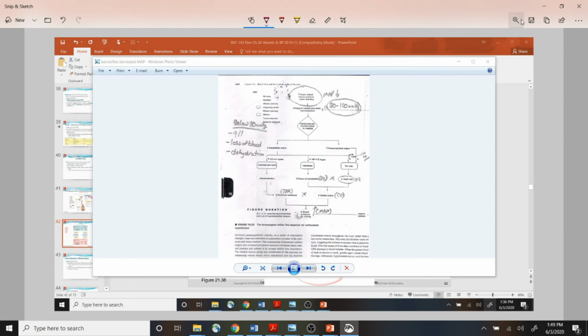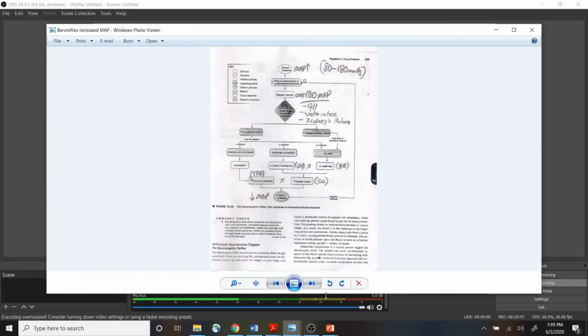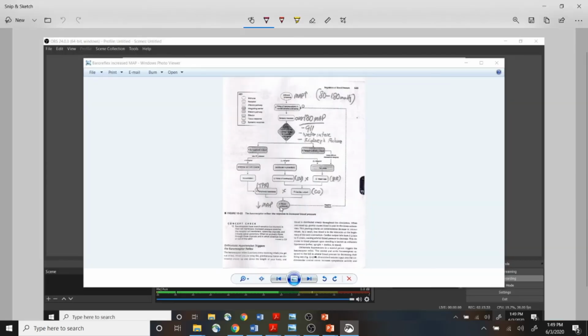Let's look at the flip side of this. Now, whoopsie. And that would be what happens to the opposite effect. What if your blood pressure were to increase above normal, like maybe I'm exercising? Okay, you can see the response to increased blood pressure. Well, maybe I'm exercising here. There's my trigger. Okay.